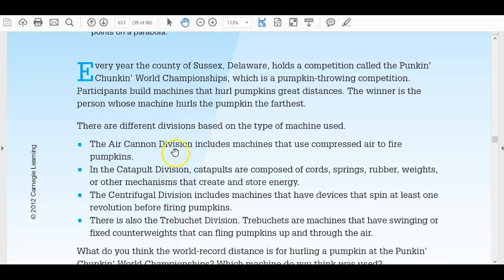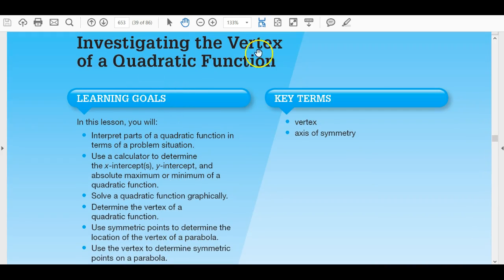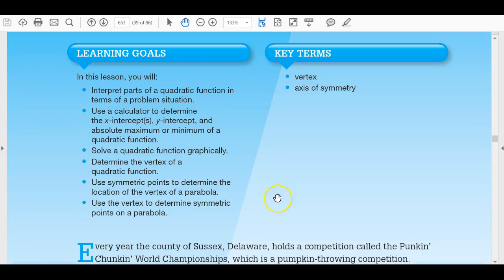Okay, so now we are investigating the vertex of a quadratic function. So we're going to be taking a look at the vertex. We'll talk about what the axis of symmetry is. We're going to interpret parts of the quadratic function in terms of a problem situation, which we've done before.